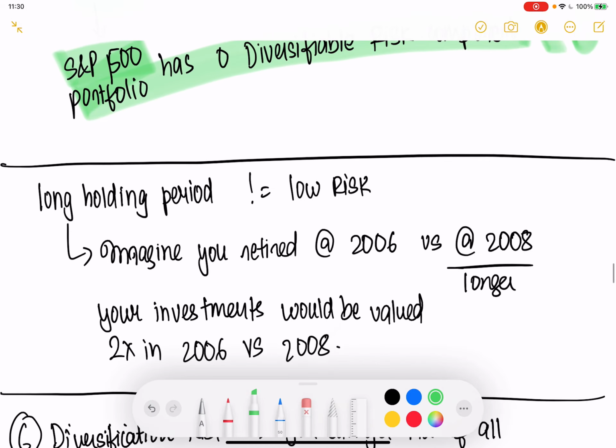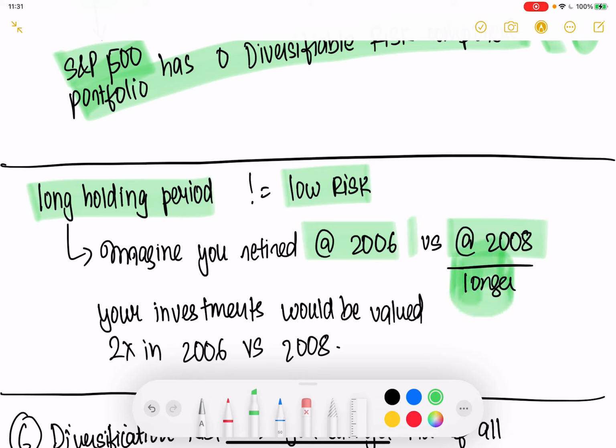Another myth is that long holding periods equal low risk. That's not true. Imagine if you were retiring in 2006 versus when you retired in 2008. 2008 is a longer holding period than 2006, but your portfolio would have been 2x more in 2006 versus 2008 because there was a big recession in 2008. So a long holding period doesn't mean low risk.